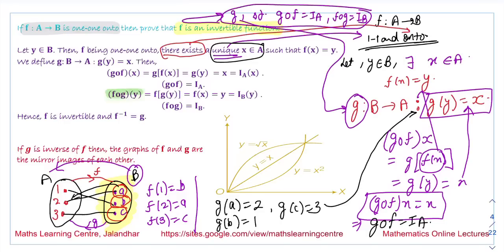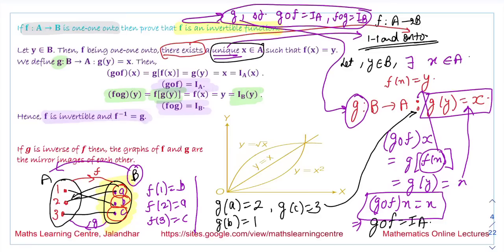Similarly, when we are calculating f o g of y, we write it as f of g of y, and we obtain that this is equal to the identity function in B. So what we have obtained is that there exists a function g such that g o f is equal to the identity function in A and f o g is the identity function in B. So we obtain that f is invertible and f inverse is equal to g.